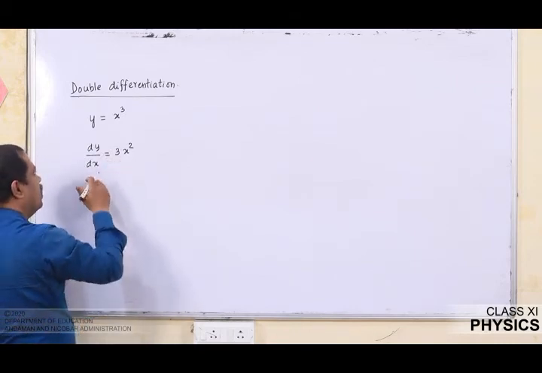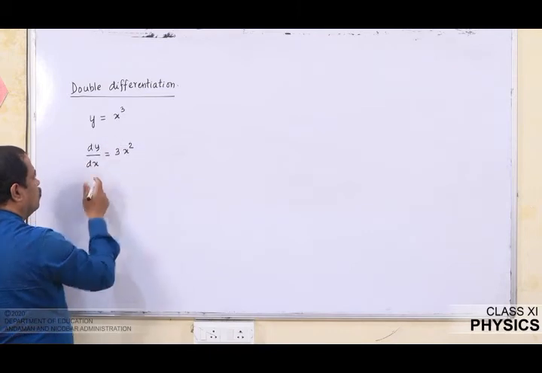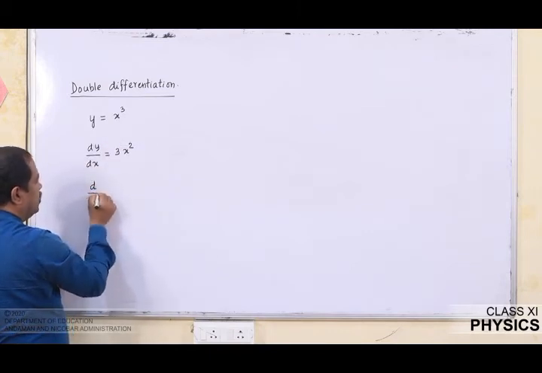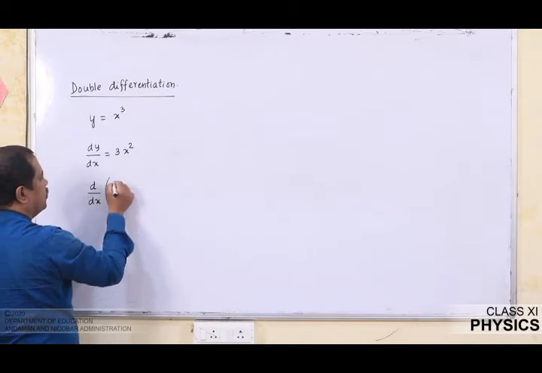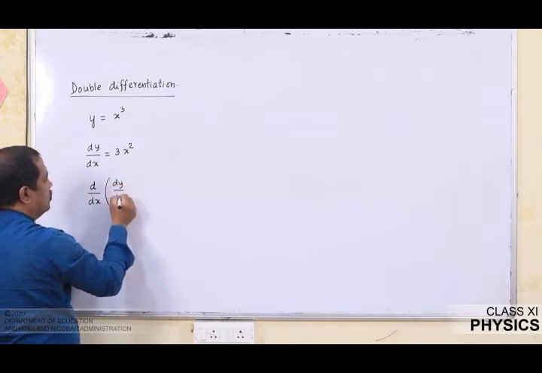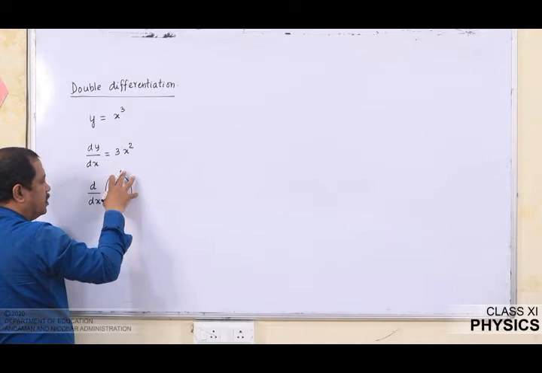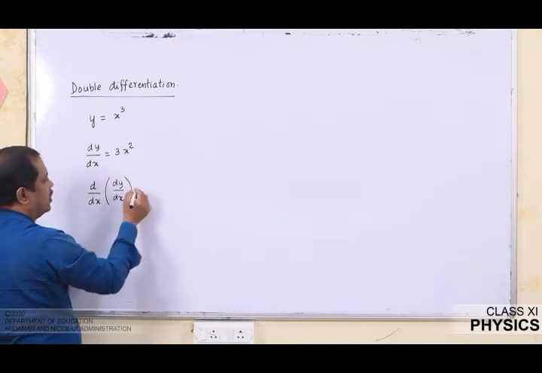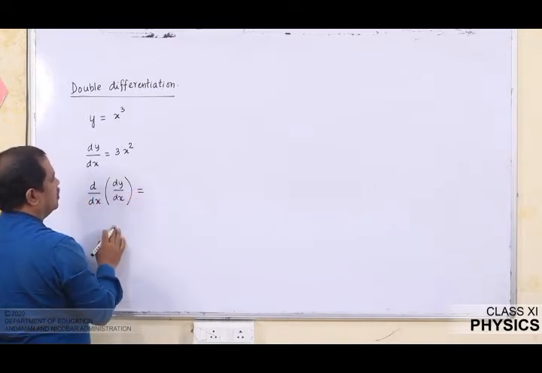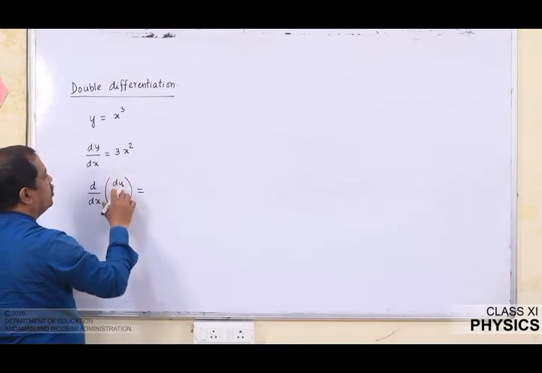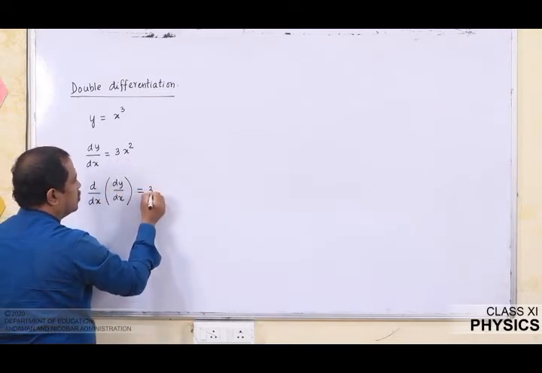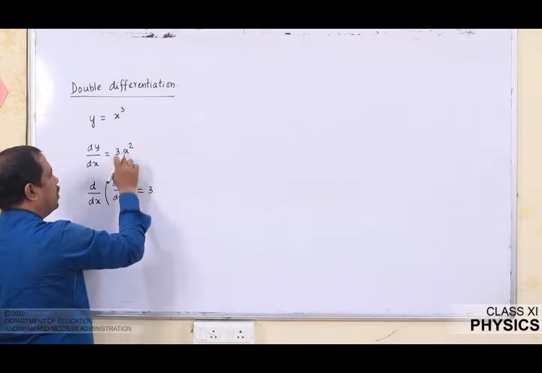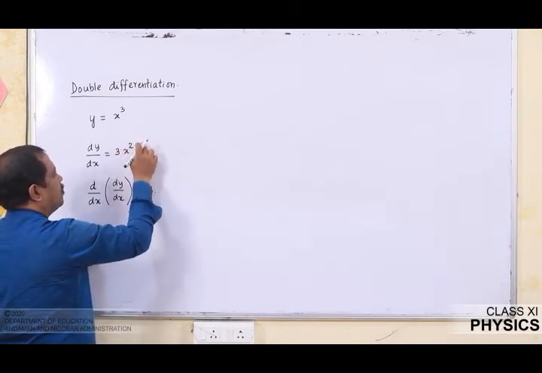So therefore, I am going to differentiate this function. When I differentiate, I write like this: d over dx of this function, dy by dx. So I am differentiating this function with respect to x once again. So this becomes equal to the same rule that I am going to apply. dy by dx for me is 3x square. So 3 is a constant times, now power times x power minus 1.